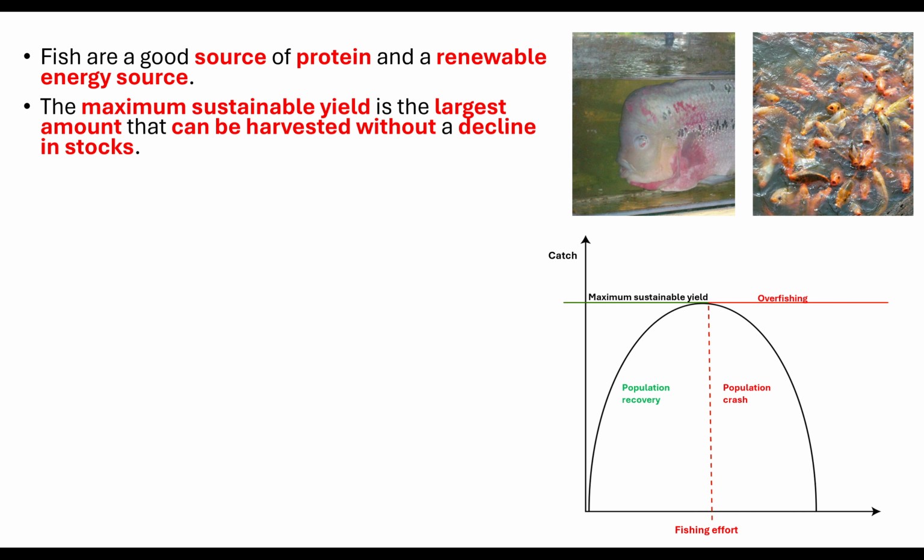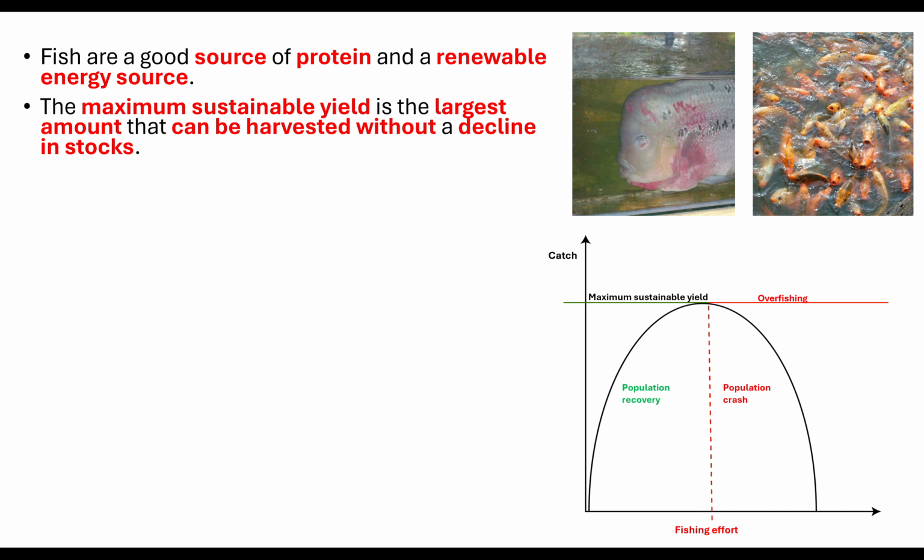Well, if we go past what's known as the maximum sustainable yield, what we could do is we could cause the population of fish to crash. So therefore, the maximum sustainable yield is the largest amount of a fish population that can be harvested without a decline in stocks.